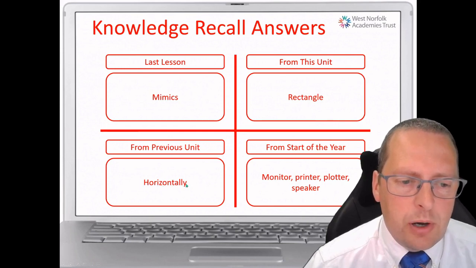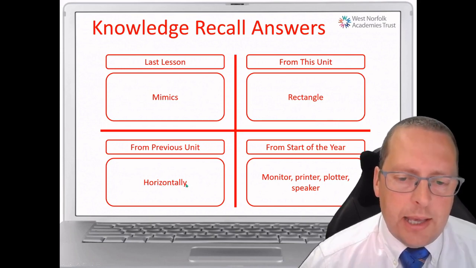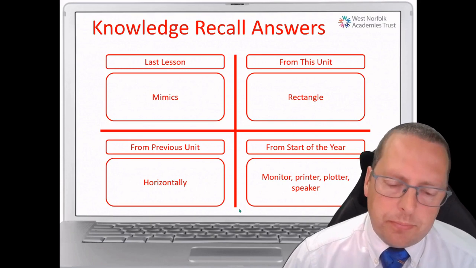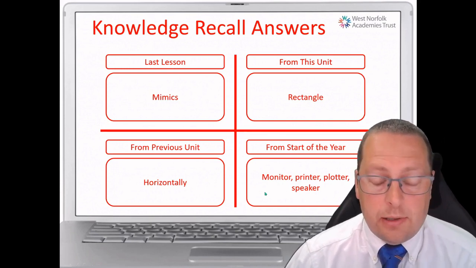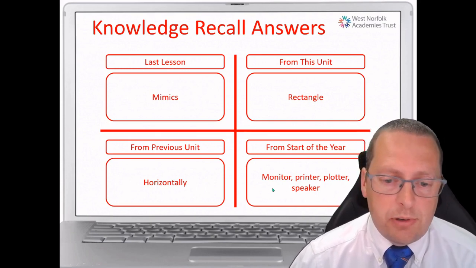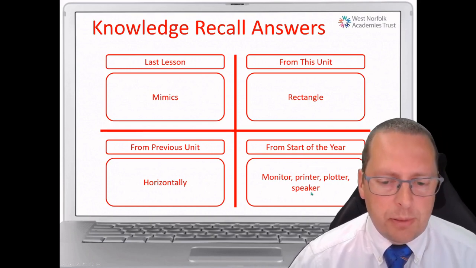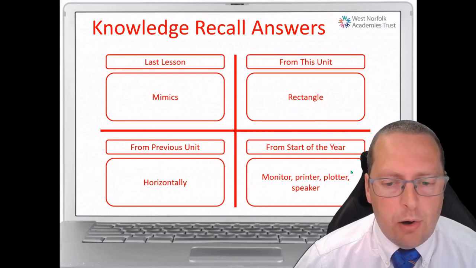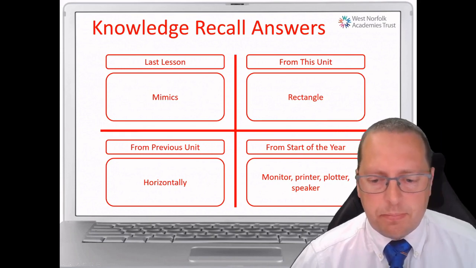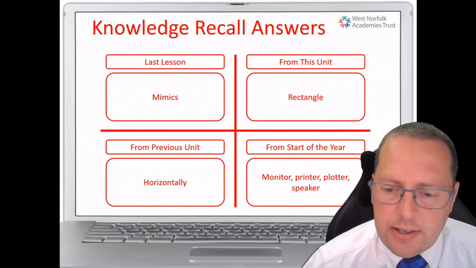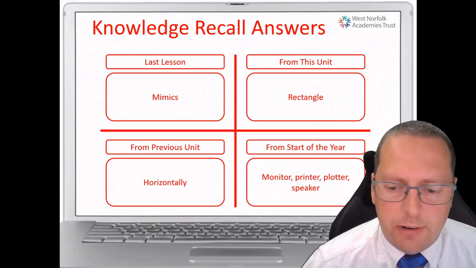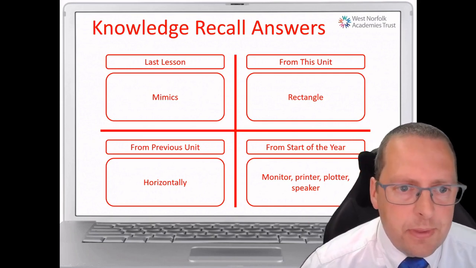Horizontally is what rows are in an Excel spreadsheet. And output devices are things that get information from the computer and you can see them or hear them. So things like a monitor, a printer, plotter, or speakers or headphones. They are all output devices. Hopefully you've got those answers correct and we can move on with learning even more knowledge.